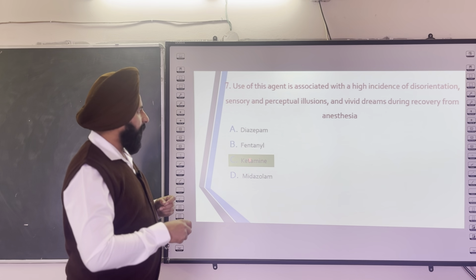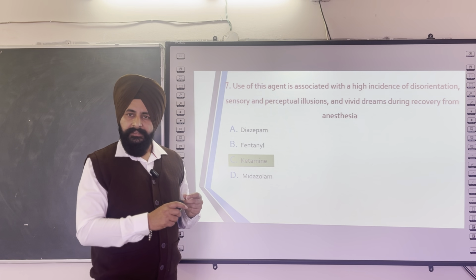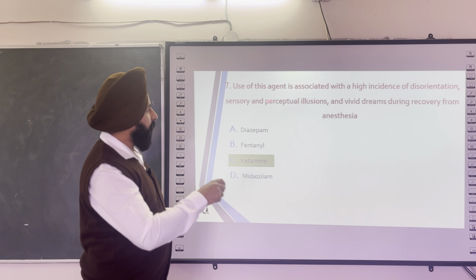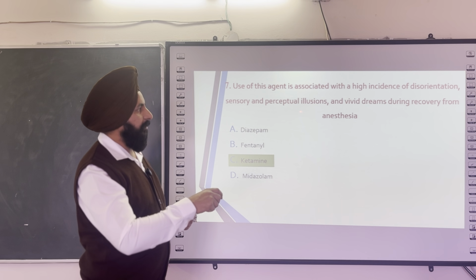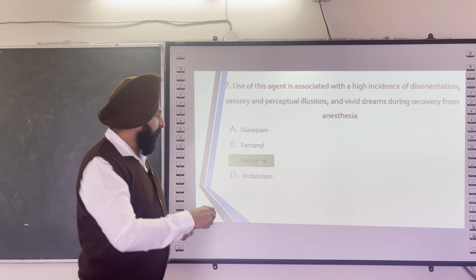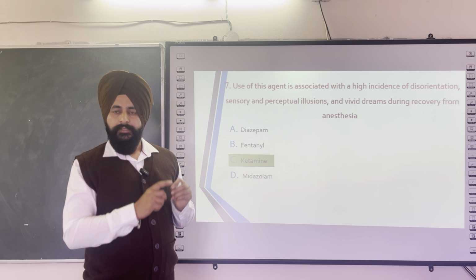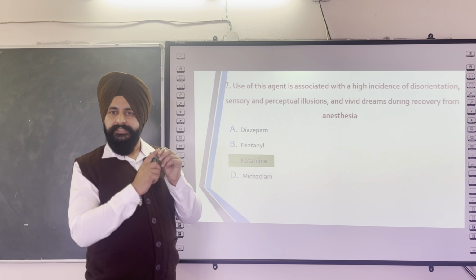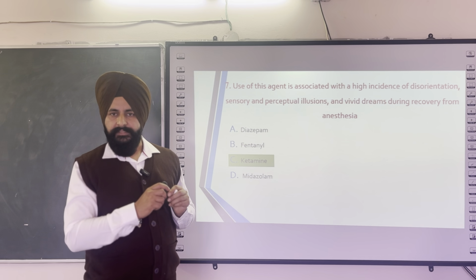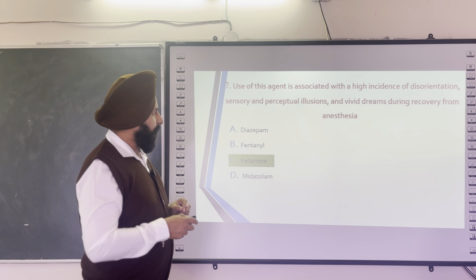The correct answer is ketamine. So ketamine, whenever we give it to any animals during surgery, the animal during the time of recovery suffers from these things: disorientation, sensory and perceptual illusion, and vivid dreams. Clinically it has been reported that ketamine is called a dissociative anesthetic. This could be a second answer. So dissociative anesthetic is called ketamine, and hallucinations are produced by using ketamine. So ketamine is the correct option for this question.